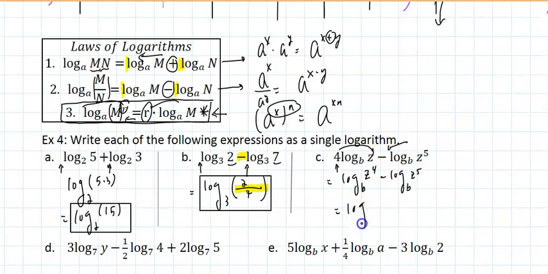So that is a single log base b of, and I divide again, z to the 4th over z to the 5th. And for now, we simplify, of course. For now, we're going to leave the answer like this. Later on, we simplify it further. That's 1 over z, and there's my answer.